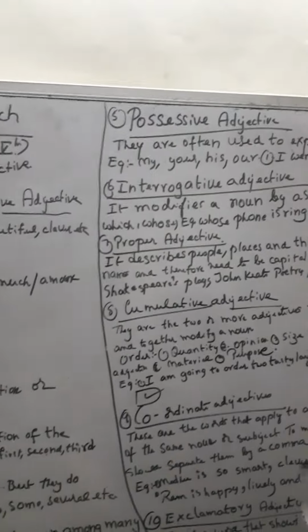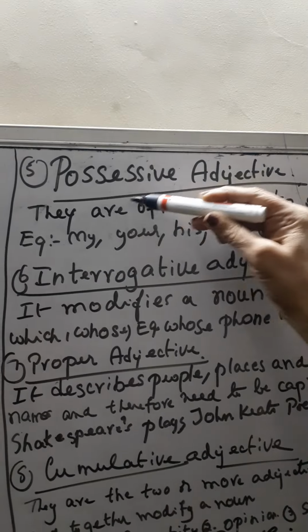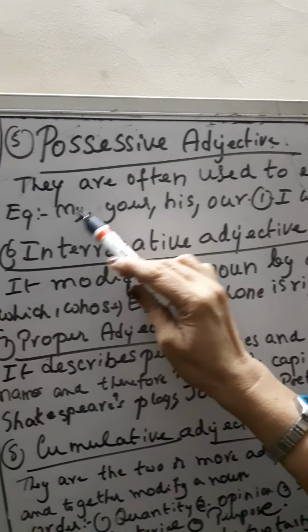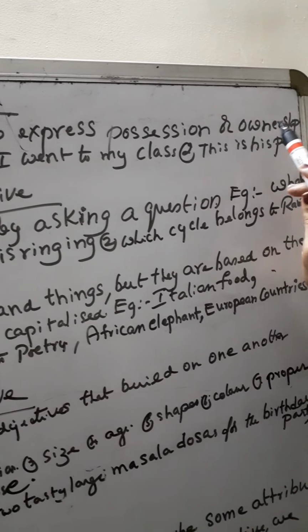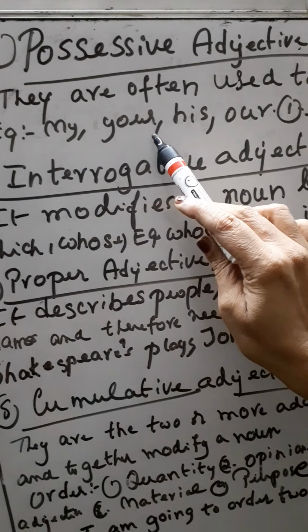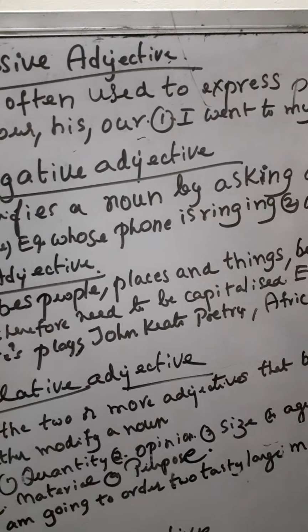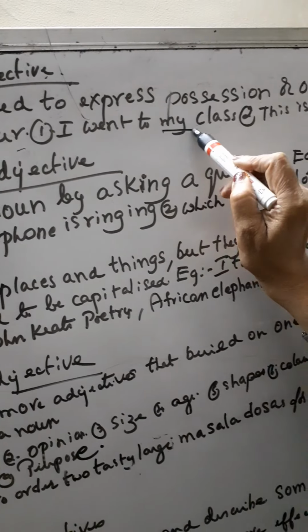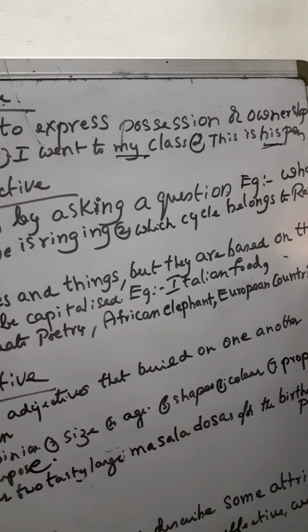Okay. Now, our fifth adjective is the possessive adjective. They are often used to express possession or ownership. Example: my, your, his, our. I went to my class. This is his pair. They show the possession.